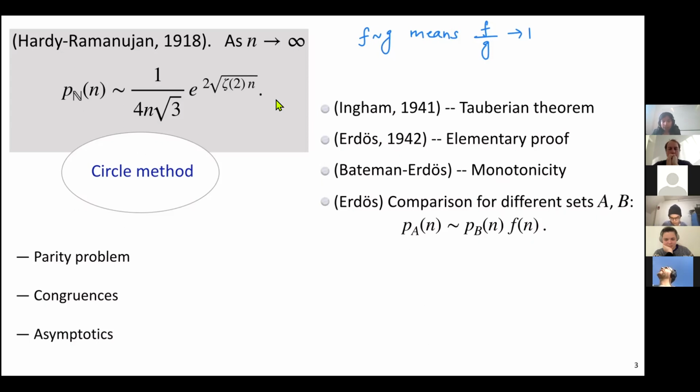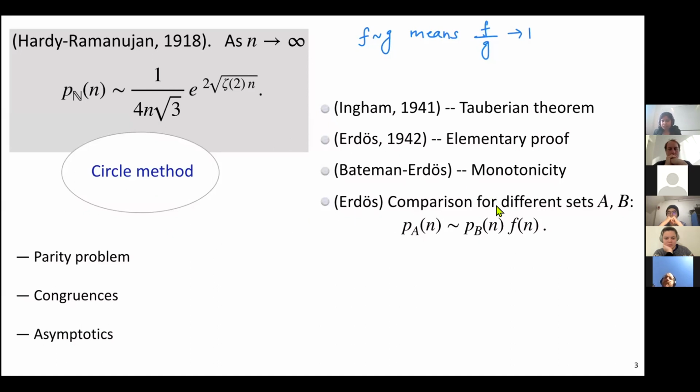The other way to show that this asymptotic is true is the Tauberian theorem. And in 1942, Erdős gave an elementary proof, which was basically just avoiding a lot of complicated machinery involving complex analysis, major arcs, minor arcs, and so on. But for the Tauberian theorem, you end up using the monotonicity of the function in advance. However, if you use the circle method, you could actually prove the monotonicity just by seeing how the proof goes.